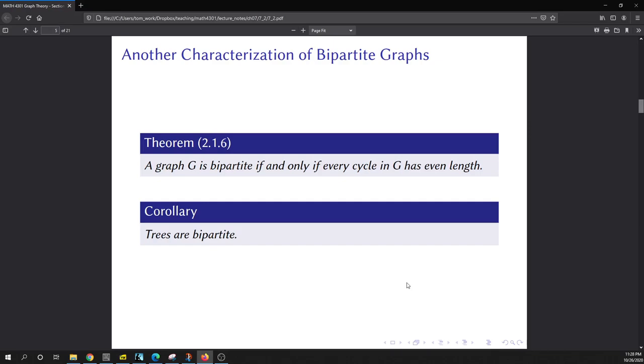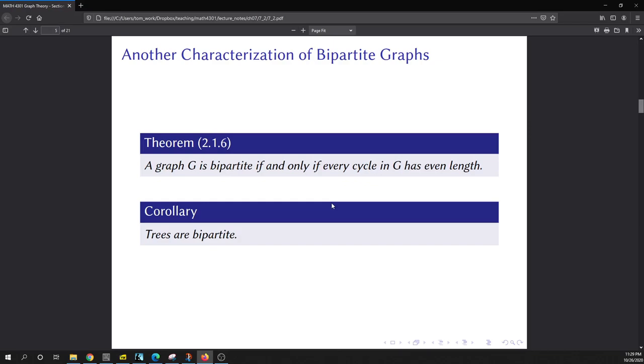Another characterization of a bipartite graph: a graph G is bipartite if and only if every cycle in G has even length. If a graph G is bipartite, then we know we can color it with two or fewer colors. And so if it has an odd cycle, that wouldn't be possible. Suppose you have a bipartite graph G and an odd length cycle. Then that odd length cycle can only be properly vertex colored with three colors, and that would be a contradiction to the fact that the graph is bipartite.